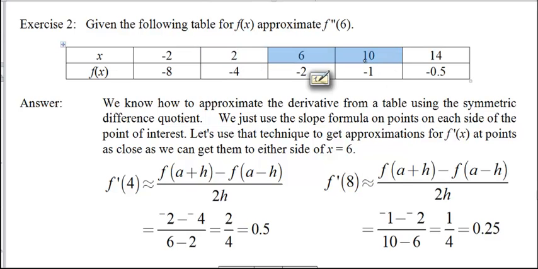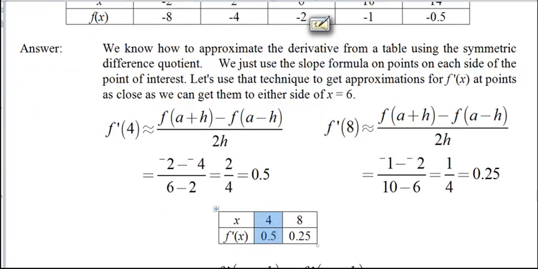Similarly, 10 plus 6 is 16, divided by 2 is 8. 8 is halfway between 6 and 10. So to approximate f prime at 8, we take these 2 points. Again, we're using a symmetric difference quotient. So it's 10 minus 6 is 4 for delta x. Negative 1 minus negative 2 is 1 for delta y. That's 1/4 or 0.25.